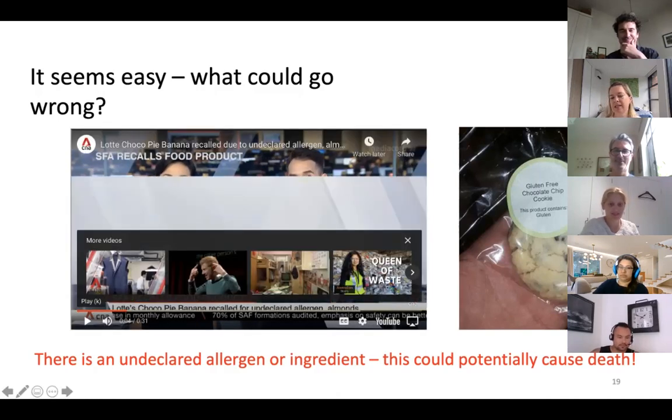So this is an area that's really critical, and it gets a lot of play in our media. We actually have very good laws in Australia. They're very adhered to by major food manufacturers, not so much by the small ones, but they're coming along.